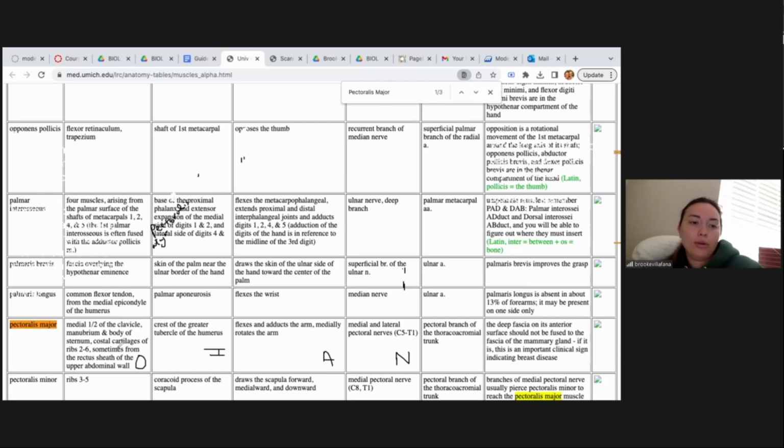So for example, origin says medial half of the clavicle, manubrium, and body of sternum, costal cartilages of ribs 2 to 6, sometimes from the rectus sheath of the upper abdominal wall. So what you can do is you can do medial half clavicle, manubrium, sternum, costal cartilage. Does that make sense to everybody? So that's kind of 1, 2, 3, 4, 5 words. That's what all you need to write. You don't need to write all this other stuff. For insertion, you could just write greater tubercle of humerus.